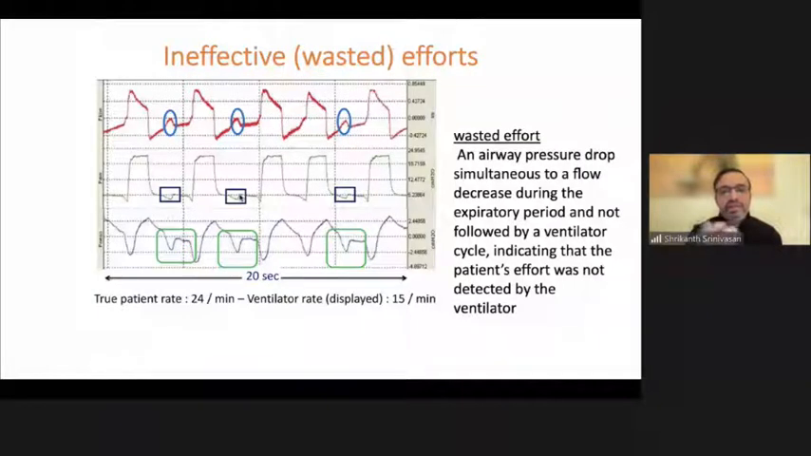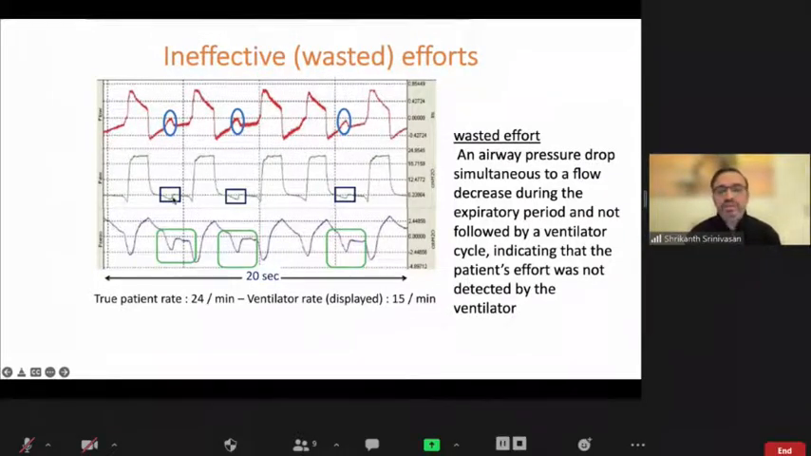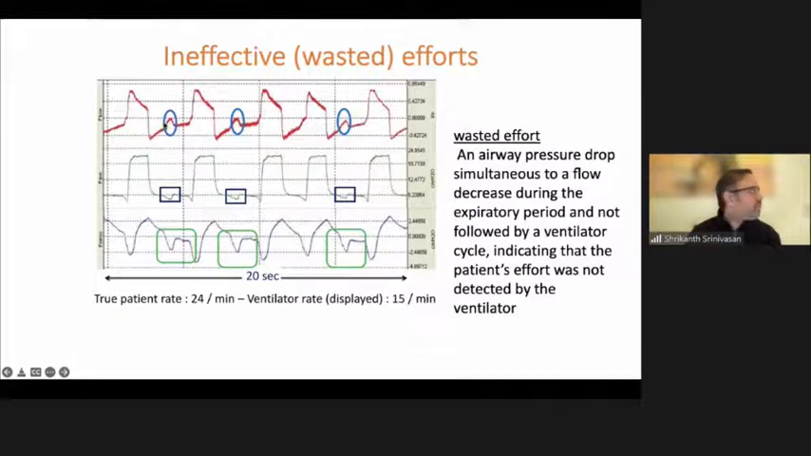So when you see this kind of waveform, normally we only have the flow time and the pressure time scalars. We don't have the esophageal manometer. The esophageal probe waveform here is just being shown to correlate how it looks. On the bedside, we'll probably see these two scalars, the flow time scalar and the pressure time scalar. And if we see a negative deflection on the pressure time scalar which is not followed by a breath, or a positive deflection on a flow time scalar which is not followed by a breath, then this is what is called ineffective or wasted efforts.